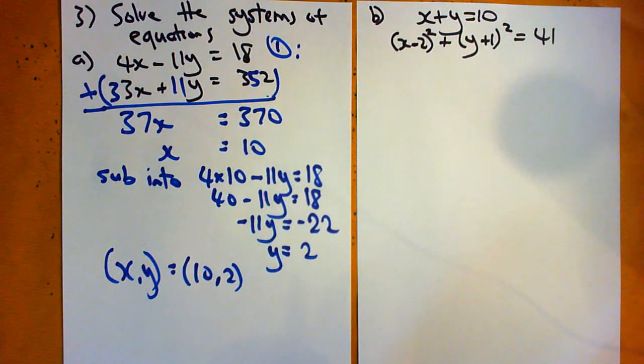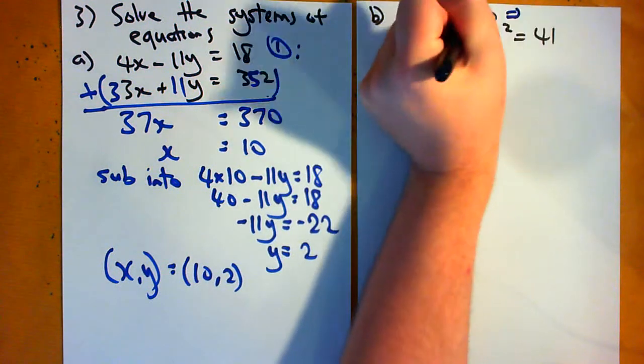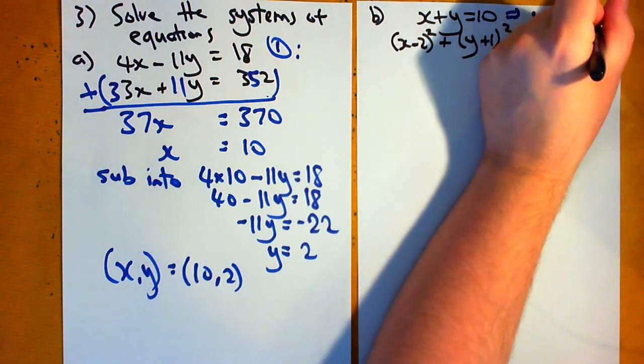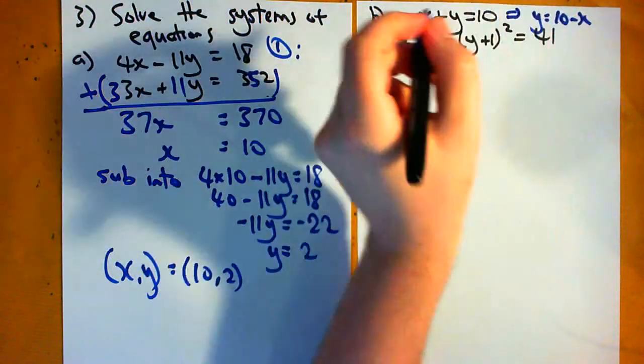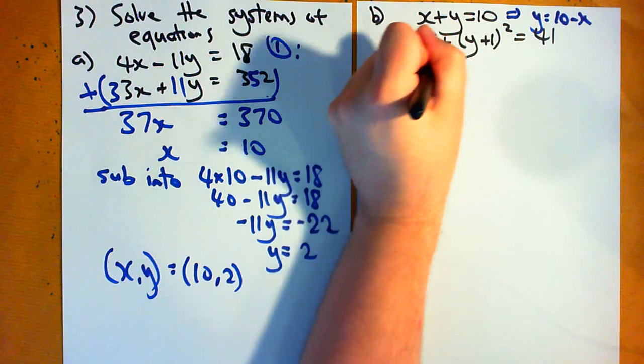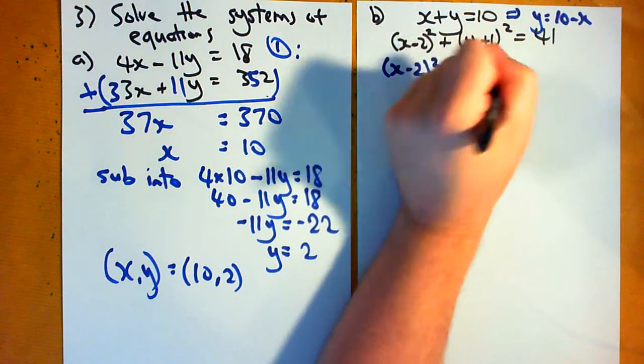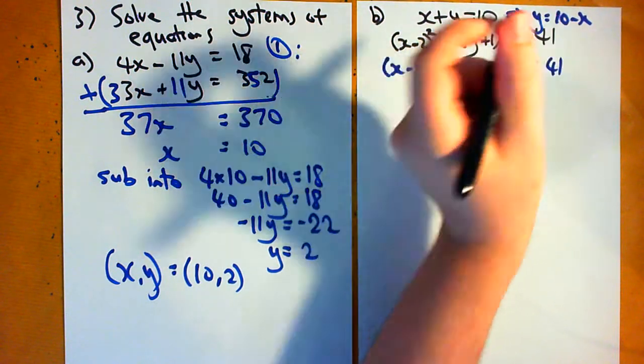Now we need to do part B, and this will be a quadratic system of equations because there are squares. We therefore cannot do elimination, and therefore we'll need to use substitution. So from the first equation, let's solve it for either x or y. Doesn't really matter which one, but let's choose y. So if we make y the subject of that, we get y equals, move the x to the other side, 10 minus x, and substitute that into the other equation. So this becomes x minus 2 squared plus y, which is 10 minus x, it's still plus 1 squared equals 41.